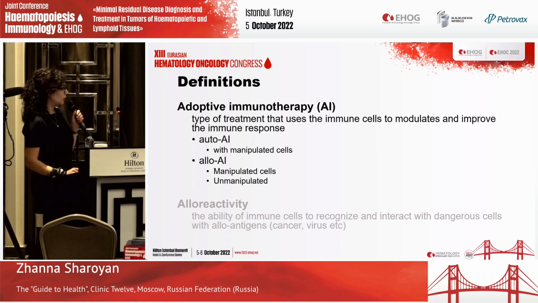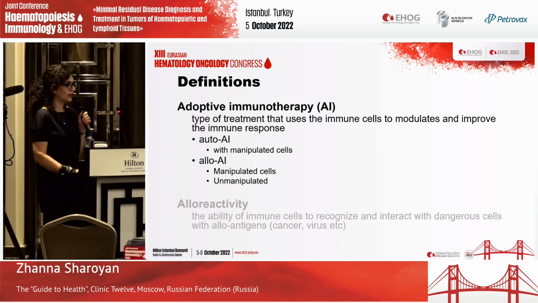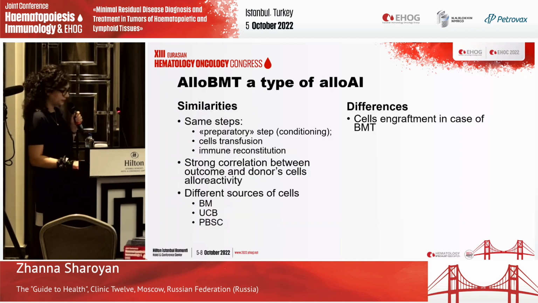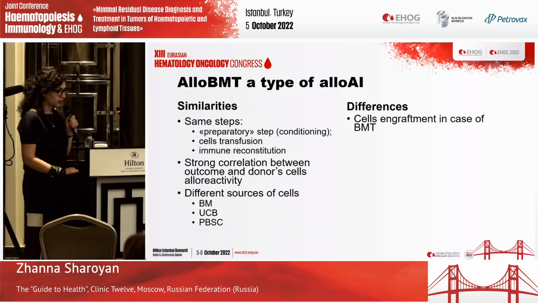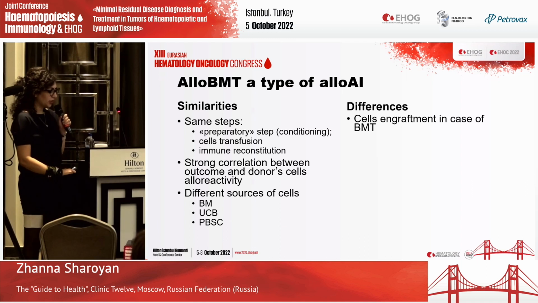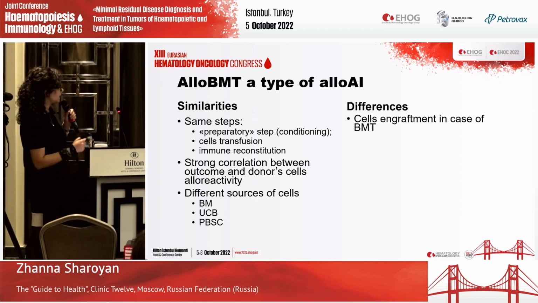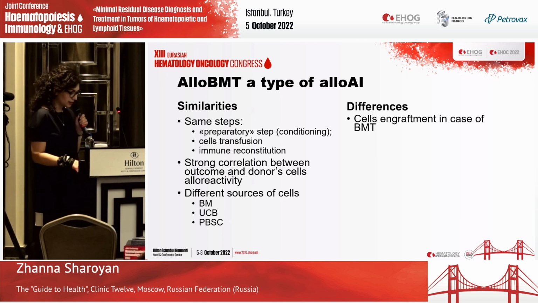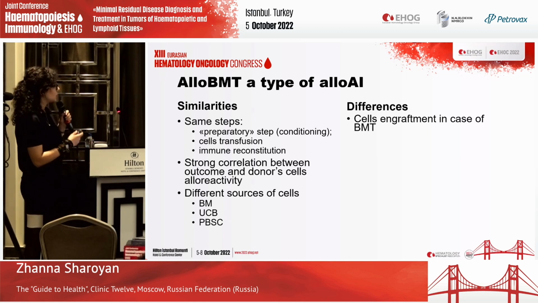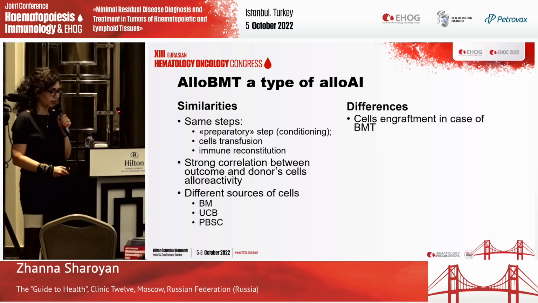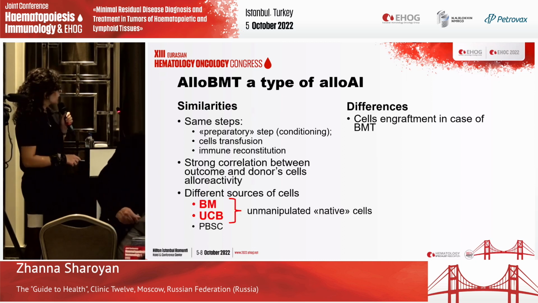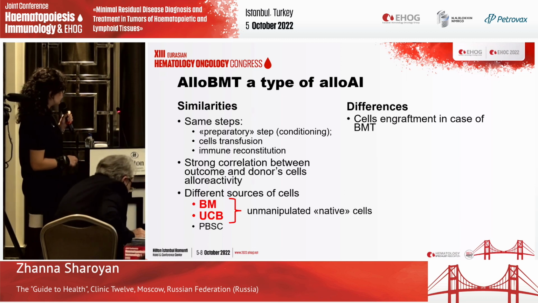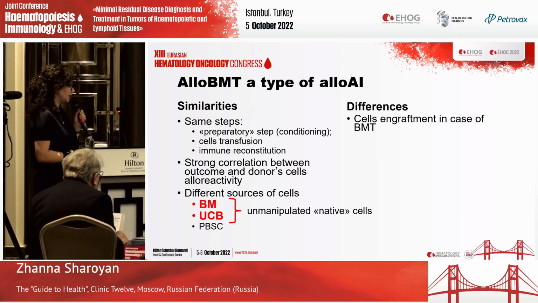In case of autologous adaptive immunotherapy, only manipulated cells could be used. The most famous example of adaptive immunotherapy is allogenic bone marrow transplantation. Here you can see similarities between them: the same steps of the treatment, the same key role of donor selection and its alloreactivity, the same sources of cells, and the only difference is cells engraftment in case of bone marrow transplantation. Only bone marrow and umbilical cord blood could be used as unmanipulated native cells.